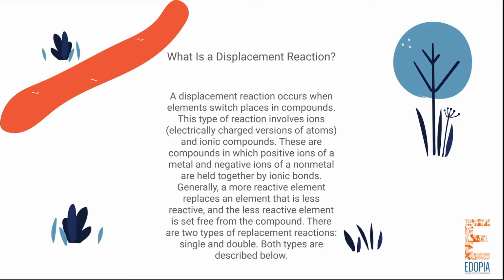This type of reaction involves ions, which are electrically charged versions of atoms, and ionic compounds. These are compounds in which positive ions of a metal and the negative ions of a non-metal are held together by ionic bonds. Generally, a more reactive element replaces an element that is less reactive, and a less reactive element is set free from the compound. There are two types of replacement reactions.